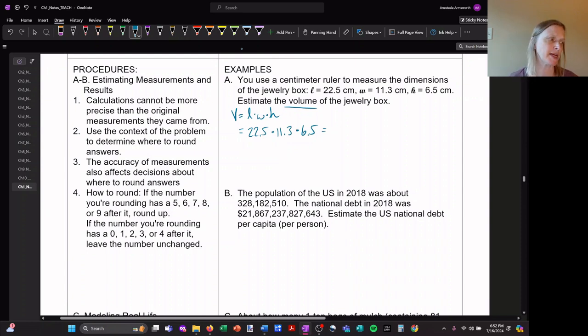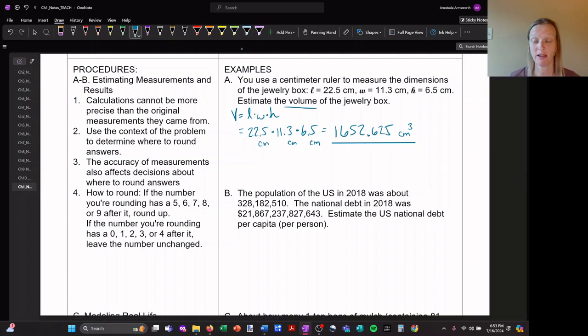If we plug that multiplication problem into our calculator, it gives us the answer 1,652.625. What should we do for units? If we have centimeters times centimeters times centimeters, our answer should be reported in centimeters cubed. Now, if you give me this final answer on a test, I will take off partial credit because it's not reported to a sensible number of decimal places.